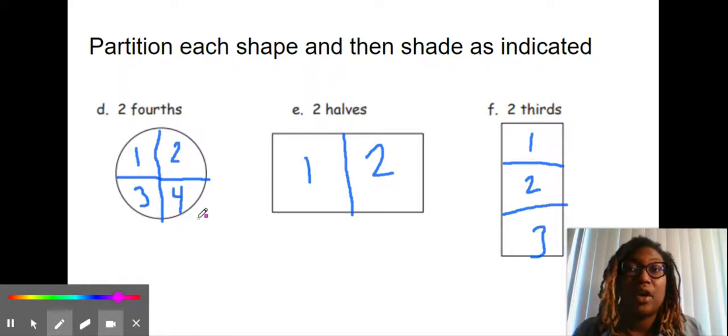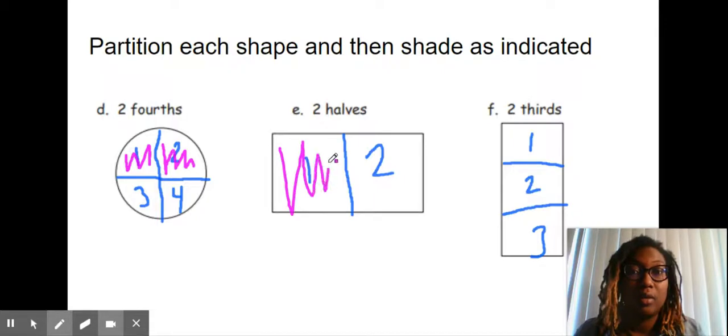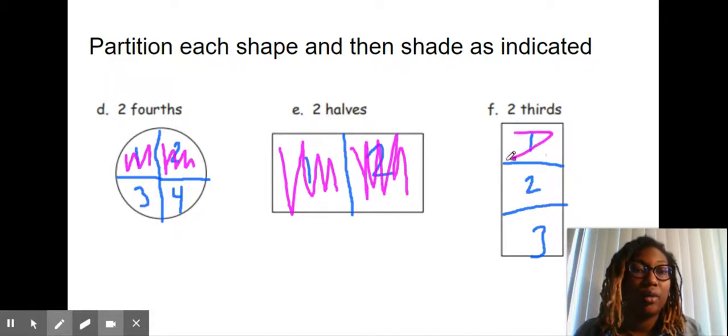Okay. So now I can shade in as indicated, right? So this says 2/4. So 1, 2 of my fourths. Or look, half of my circle is now shaded in. 2 halves, 1 half, 2 halves. The whole thing will be shaded in. 2/3, 1/3, 2/3. Okay? And when you're doing this, friends, your lines should look much better than my computer lines. It's kind of hard to draw with this computer pen, but you should be able to, with a pencil, really kind of get them into the equal parts.